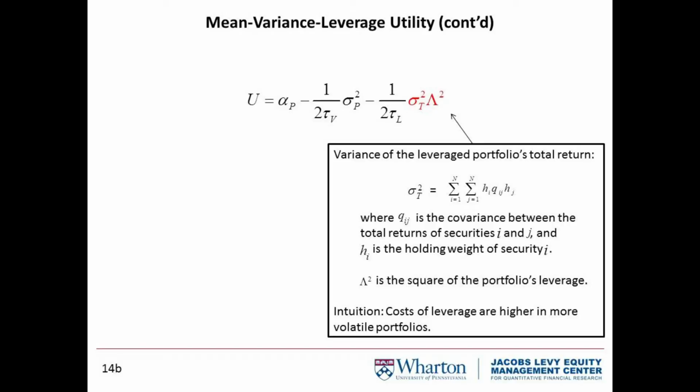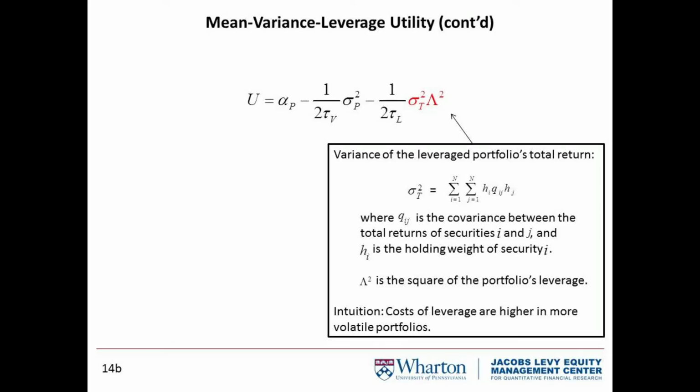Now in terms of sigma sub t squared, the variance of the leverage portfolio's total return, we see the formula shown, where it takes into account the covariance between the total returns of the securities, and it also takes into account the holding weights of the securities. And then we define lambda squared as the square of the portfolio's leverage.